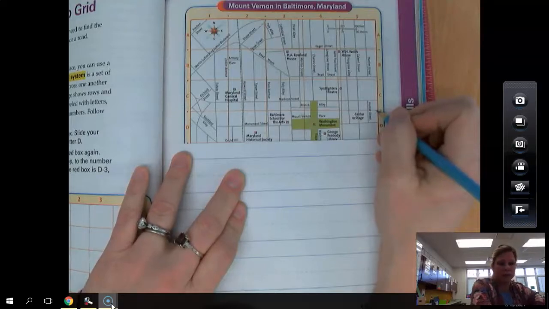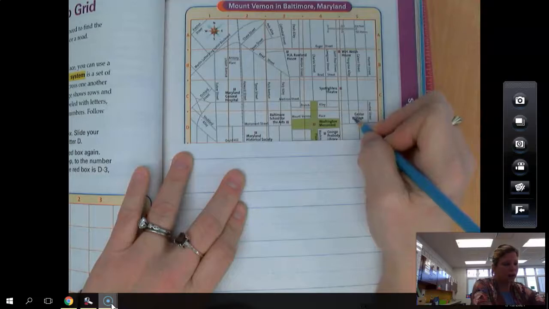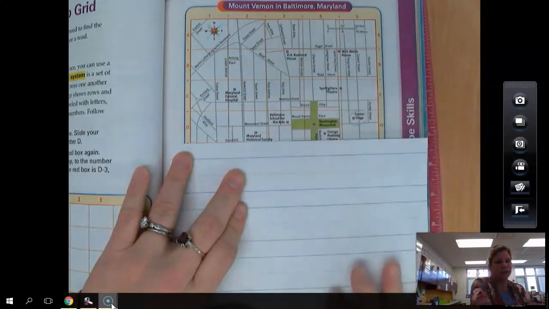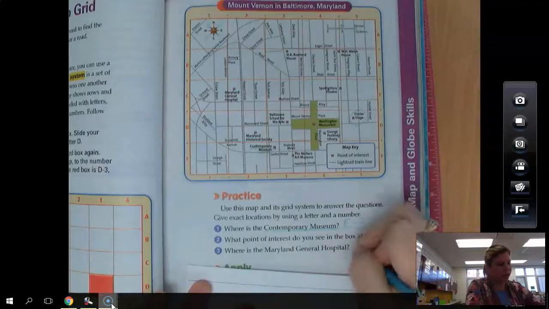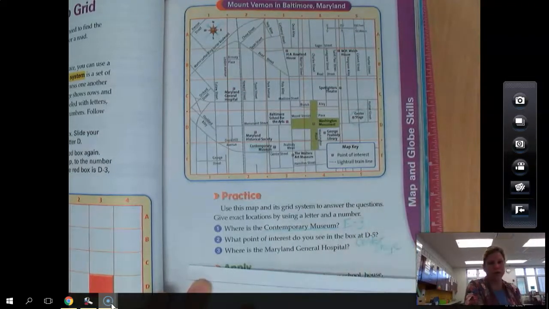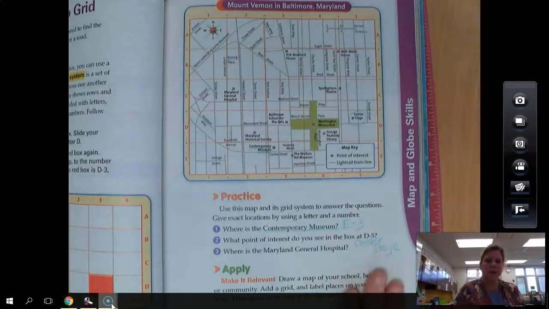So what point of interest do you see in D5? Do you see one of those square red boxes? Yeah, right here, okay? This right here, it says Center Stage. So my answer would be Center Stage. Okay? Don't write in your book. I'm just writing in it so I can show you, okay? All right, let's find another one.